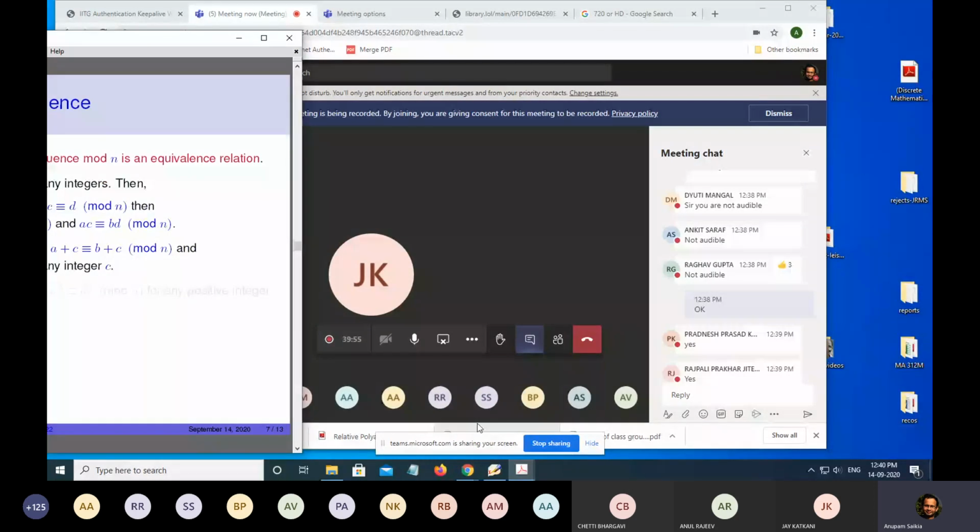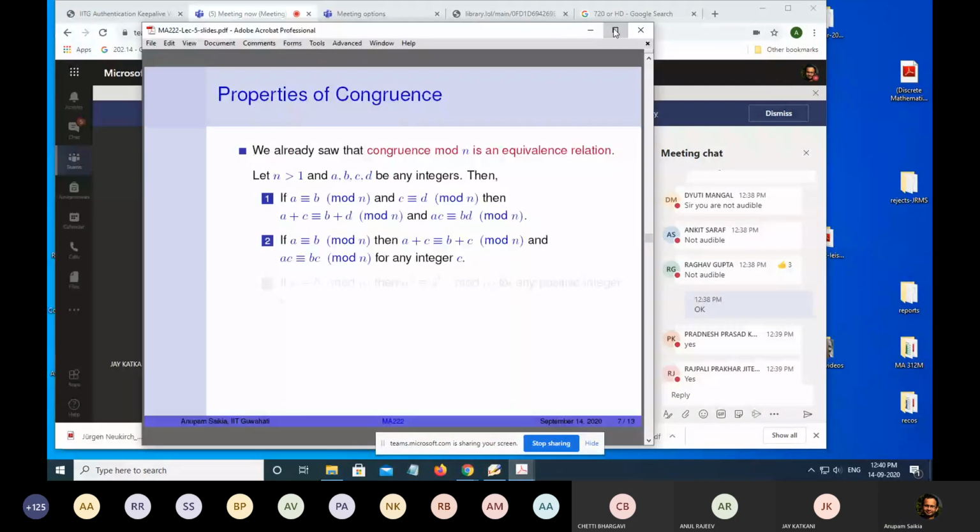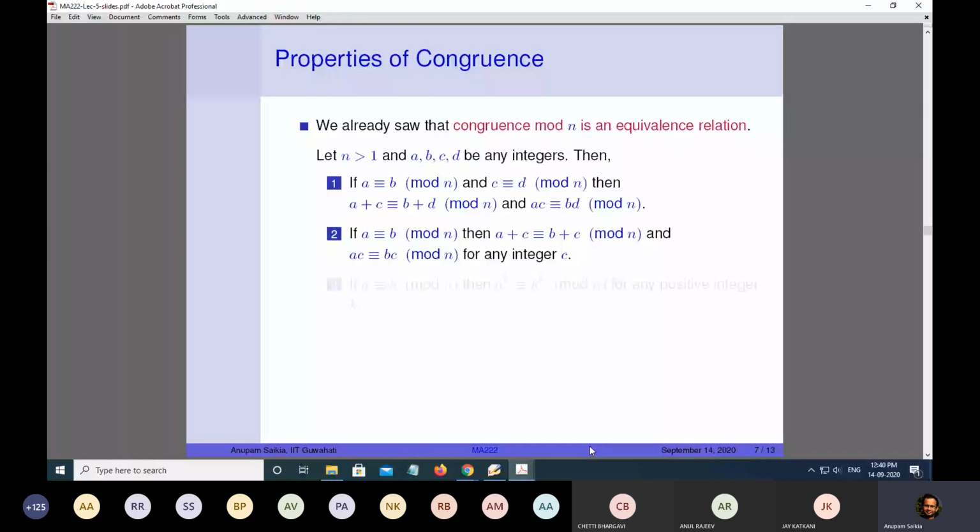Okay, can you see the slides now? Can you see the slides? Yes, sir. Yes, yes, sir. Okay, so I suppose I covered up to this.